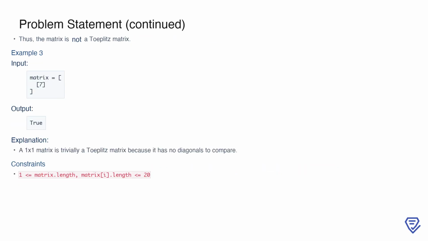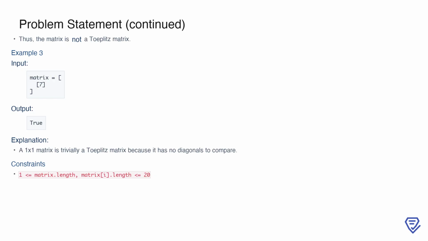With the second example, we concluded that the matrix was not Toeplitz due to inconsistent diagonal values. Now, let's explore another case. Consider a 1x1 matrix, such as 7. Since it contains only one element, there are no diagonals to compare, and it trivially satisfies the Toeplitz matrix condition. Therefore, the function should return true.